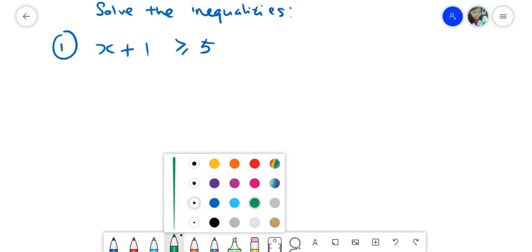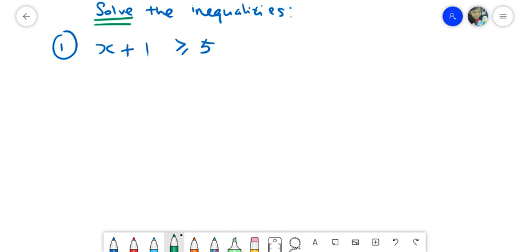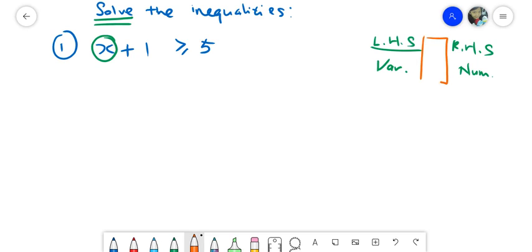When we say solve, it means that you always have the x on the left hand side, and numbers on the right. In other words, your left hand side will be your variable, and your right hand side will be your numbers, regardless of the symbol. It can be equal, more than, less than, more than or equal, and so on. Any symbol will do.